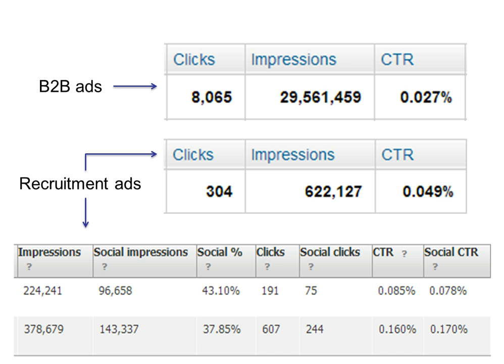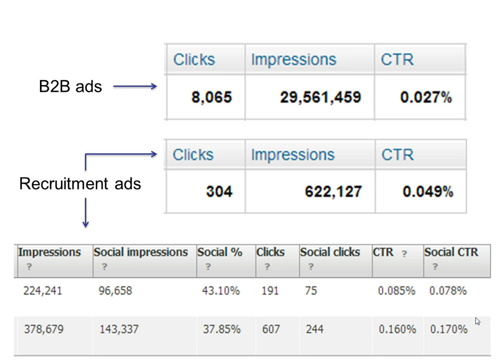So on first impressions, these CTR percentages look quite low in comparison to Google. The top two examples are from LinkedIn. So although the CTRs are low, the number of clicks are important. But also look at the impressions, because obviously people have not clicked, but they will have seen your brand. So from an awareness point of view, good exposure potentially for very little cost. But as you can see, the recruitment advert here at 0.049% is virtually double the B2B advert.